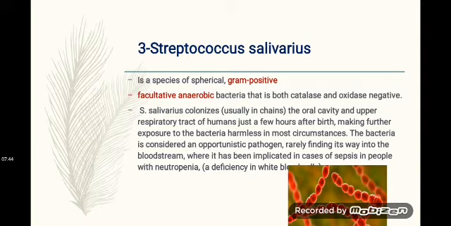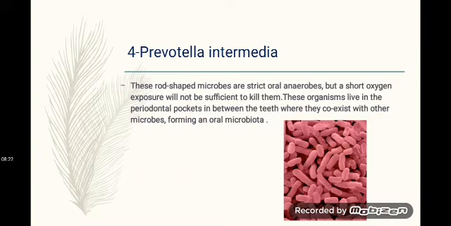Streptococcus salivarius is a species of spherical gram-positive facultative anaerobic bacteria that is both catalase and oxidase negative. Streptococcus salivarius usually colonizes the oral cavity and upper respiratory tract of a human just a few hours after birth, making further exposure to the bacteria harmless in most circumstances. The bacterium is considered an opportunistic pathogen, rarely finding its way into the bloodstream or being implicated in cases of sepsis in people with neutropenia.